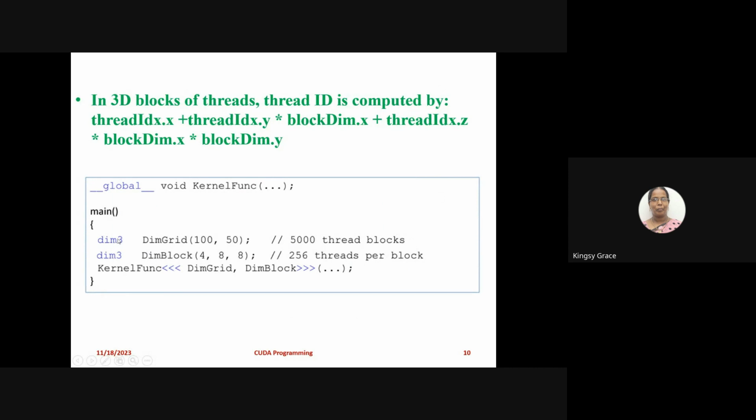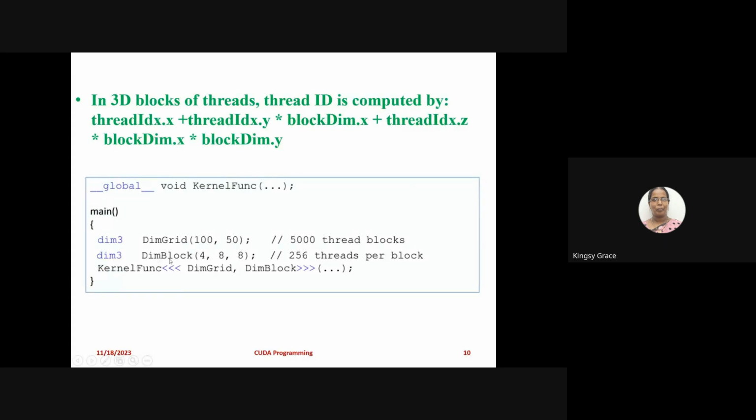See here, one example is given. dim3 dimGrid(100, 50). In the grid dimension we have 100 times 50 thread blocks. While specifying the grid dimension, there is no need to specify the Z value because Z is unused, so you specify both X and Y. Here 5,000 thread blocks are there.